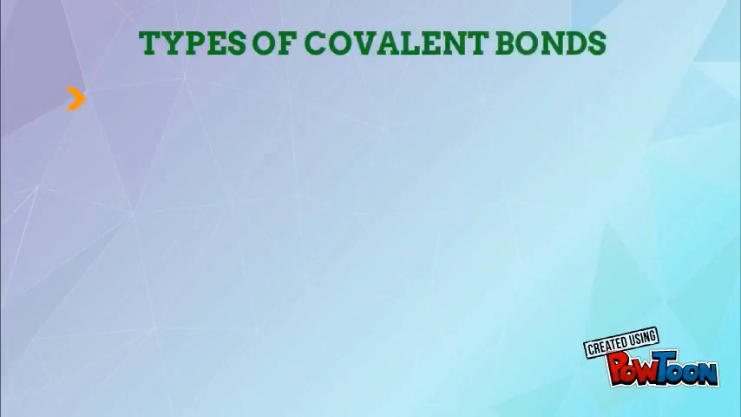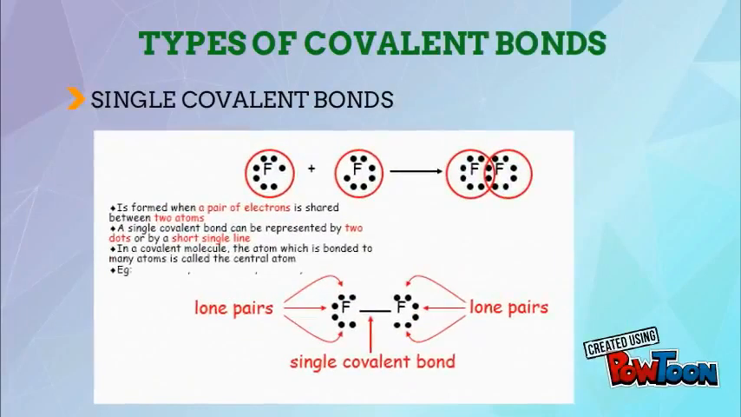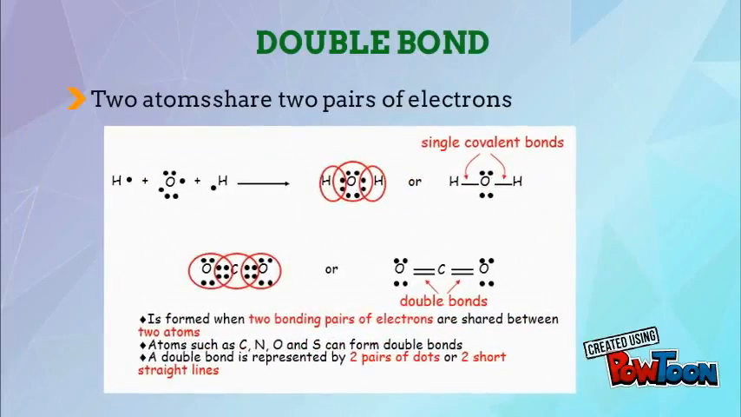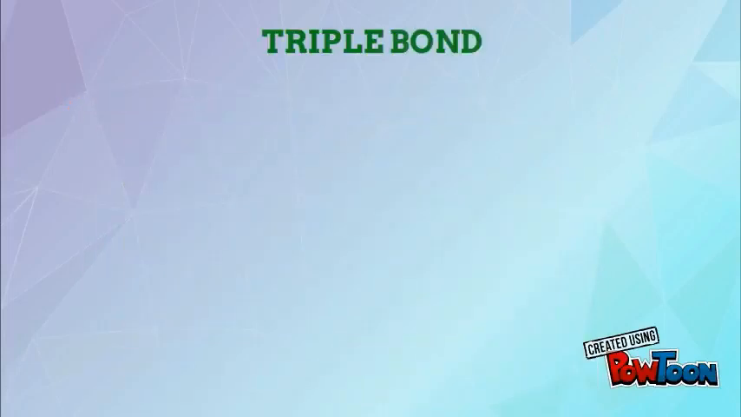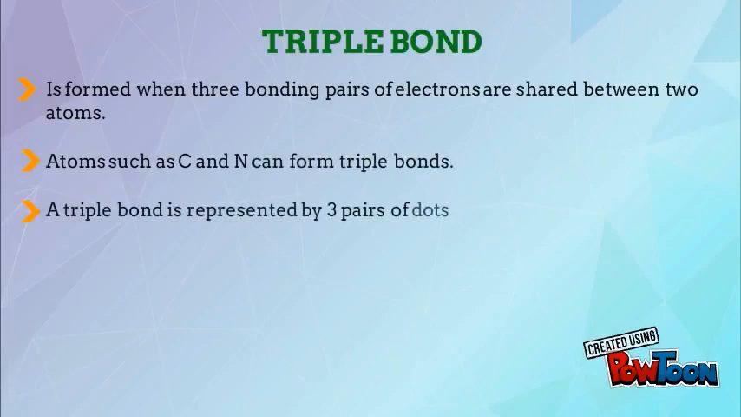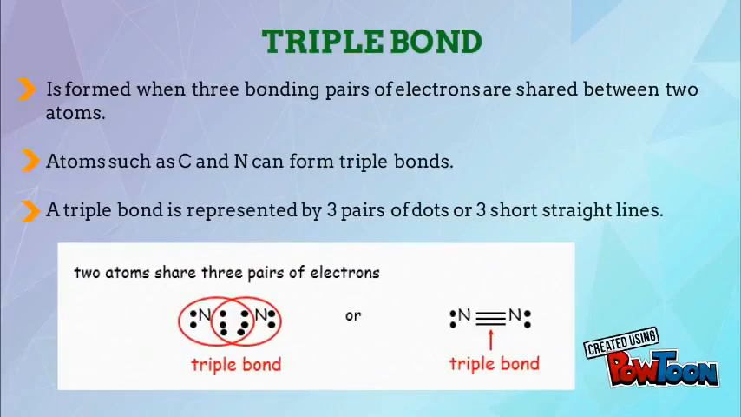Types of covalent bonds. Single covalent bonds. Double bond: two atoms share two pairs of electrons. Triple bond is formed when three bonding pairs of electrons are shared between two atoms. Atoms such as C and N can form triple bonds. A triple bond is represented by three pairs of dots or three short straight lines.